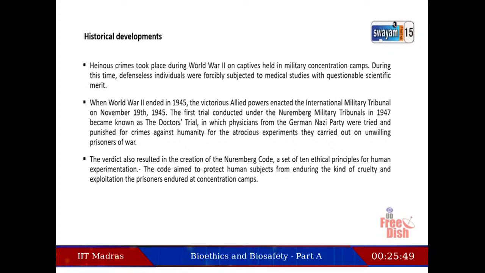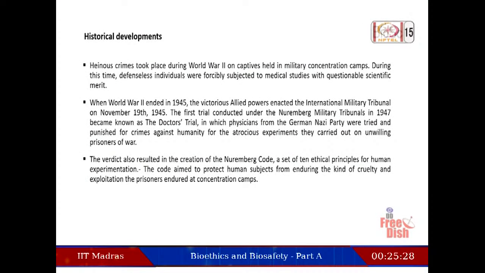If we go back to the era of World War II, heinous crimes took place on captives held in military concentration camps in Nazi Germany. During this time, defenseless individuals were forcibly subjected to medical studies with questionable scientific merit. When the victorious Allied powers enacted the International Military Tribunal, it led to the creation of the Nuremberg Code, a set of 10 ethical principles for human experimentation. The code aimed to protect human subjects from enduring the kind of cruelty and exploitation the prisoners endured at the concentration camps.